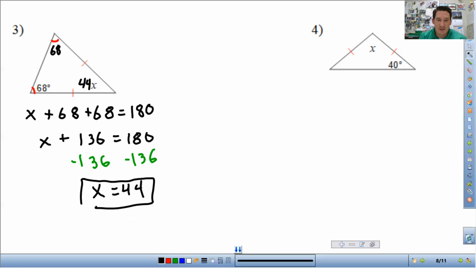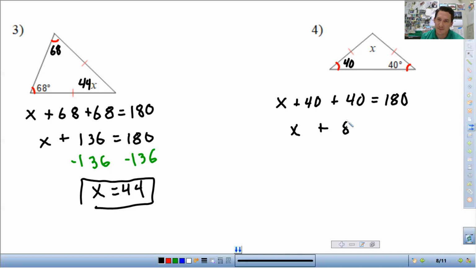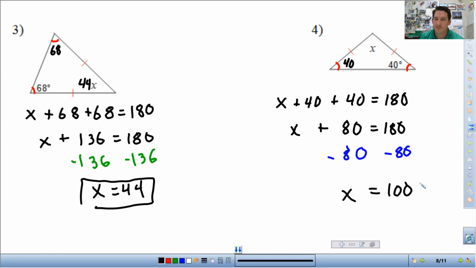So the vertex angle is 44 degrees. This is similar. Isosceles triangle, so two sides are equal. That means the base angles are also equal to each other. So since one base angle is 40, this one also has to be 40. To find the missing angle, we know that all three angles, x plus 40 plus 40, have to add up to 180. Bring down the x, 40 plus 40 is 80. So subtract 80 from both sides. You get x is equal to 100.